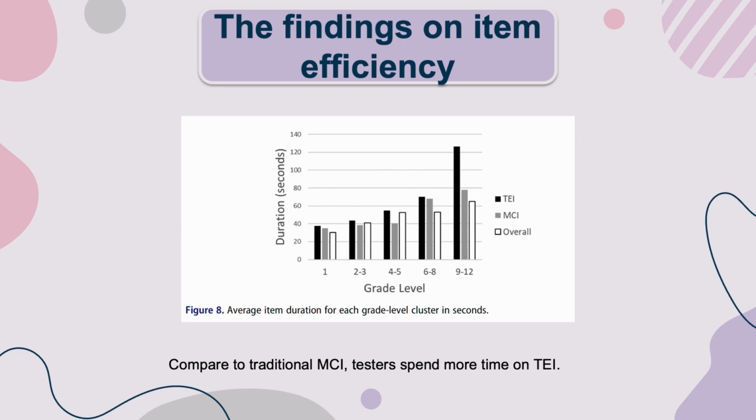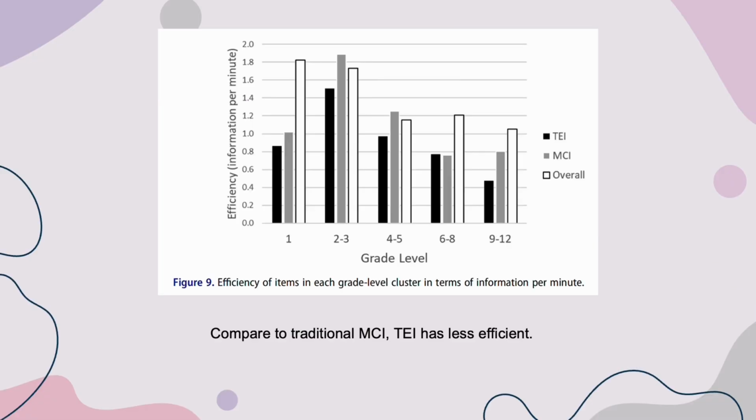This figure shows the average time spent on the technology-enhanced items, multiple choice items, and overall test for each grade group, and the results show that test takers spent more time on average completing the technology-enhanced items than completing the traditional multiple choice items. This figure shows the efficiency of the items for each grade group, and the results show that most technology-enhanced items are less efficient than the items corresponding to the traditional multiple choice items, except for grades 6 to 8. However, the average test items across the test were more efficient than both types of content-matched items, suggesting that item content also has an important effect on efficiency.